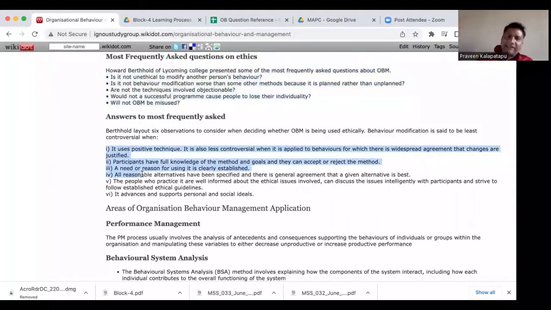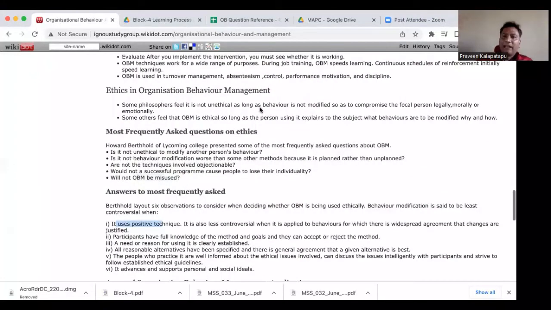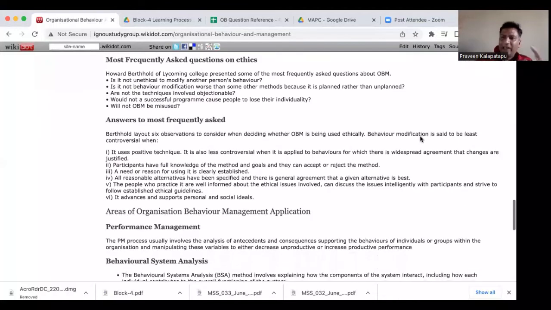And there are answers to the respective questions. The first and foremost thing is, it is a positive technique. I'm modifying the behavior for the good. I'm not having any unethical intention. This is what the first point is talking about. I'm not focusing on a person legally and morally. I'm trying to change the behavior for the good of the organization, for the good of that person himself.